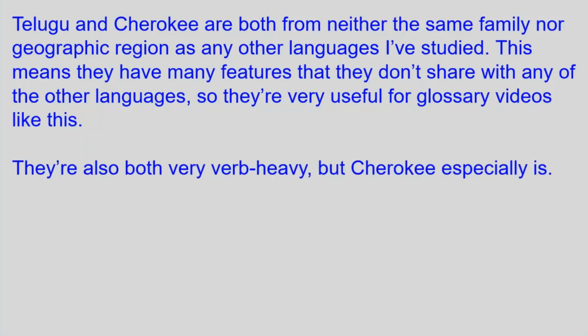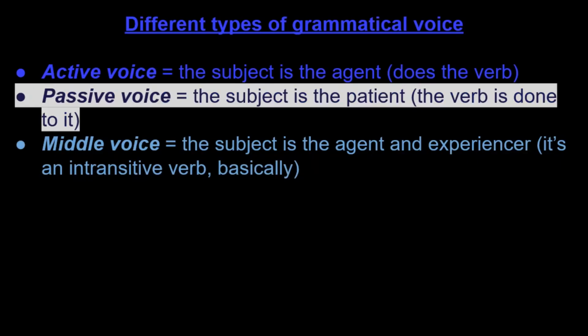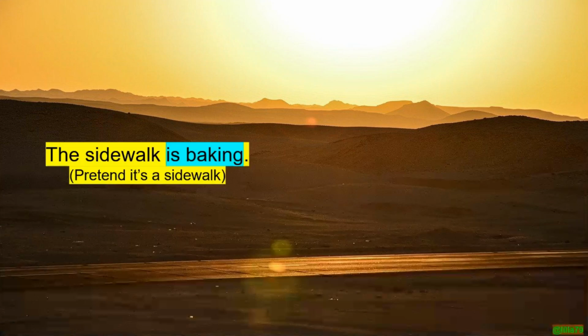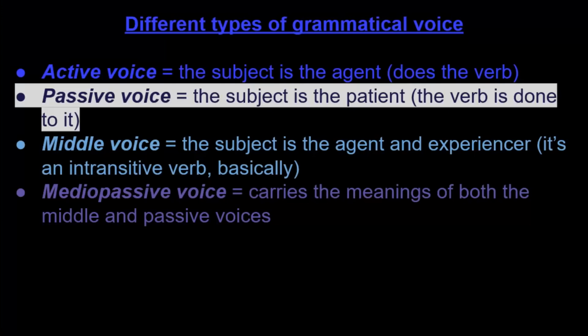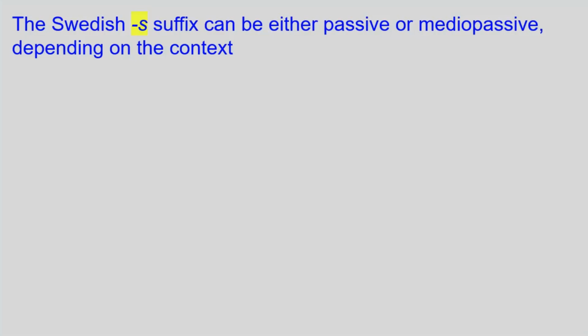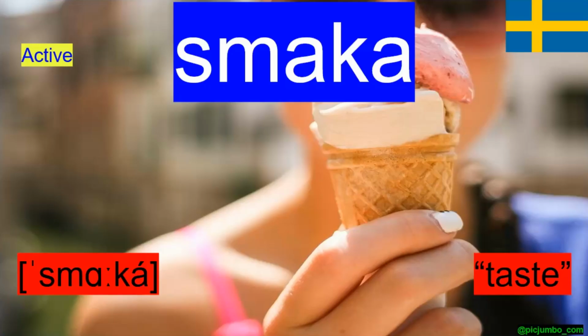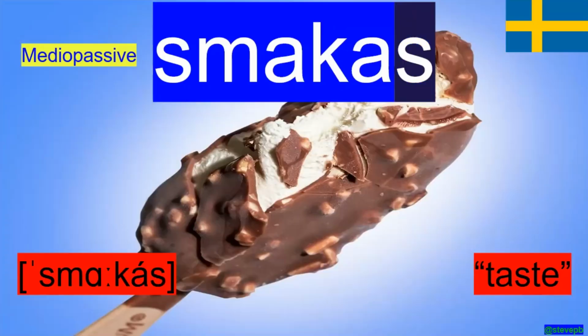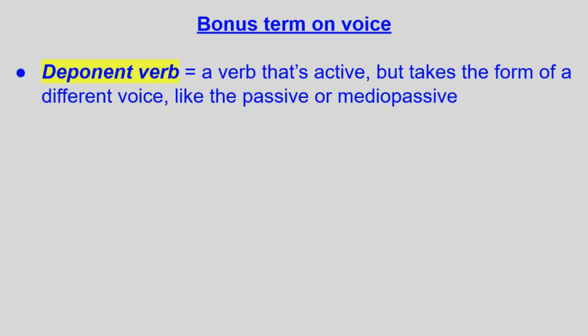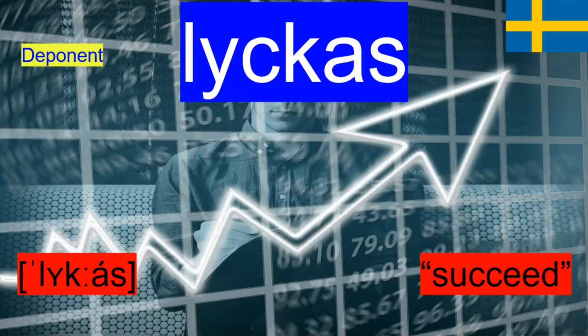There are some other voices though. You may hear talk about the middle voice, which is basically just when you use a transitive verb intransitively. For example, the sidewalk is baking if it's really hot. You can also combine the middle and passive voices into the media passive voice, which I see a bit more of, like in Swedish with the s suffix, like how smaka means taste something, while smakas means taste, like have a flavor. This also leads to an interesting thing called deponent verbs, verbs that are functionally active but look like they're in another voice, like Swedish lyckas, succeed.